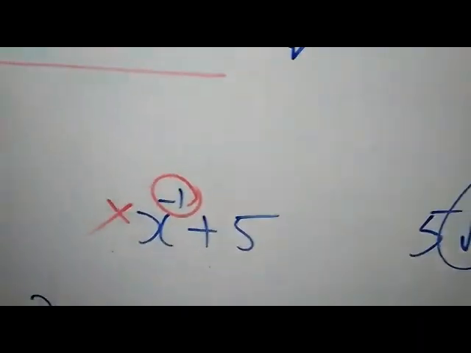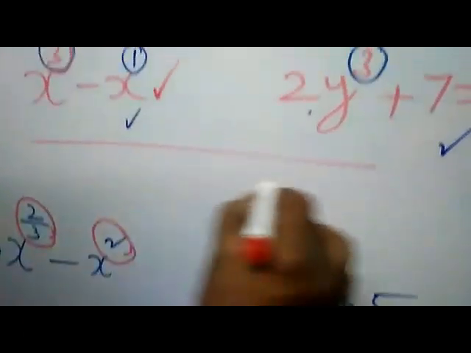This one is also not a polynomial. This is an example of a polynomial. This is an example of a polynomial. This is an example of a polynomial.